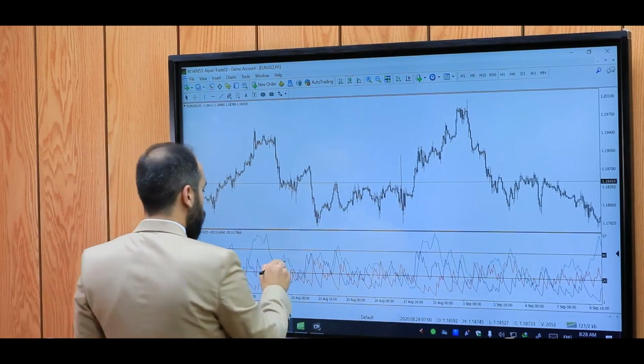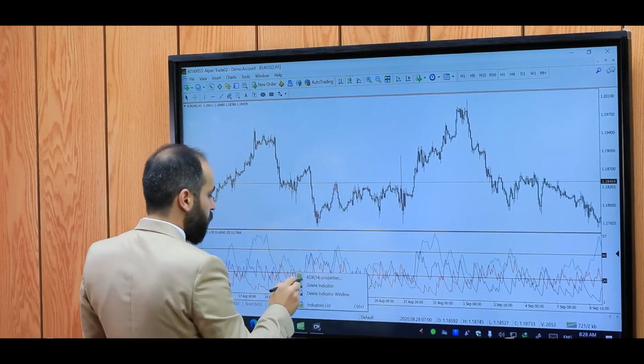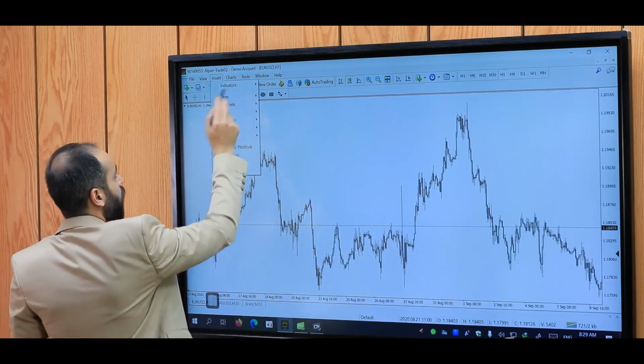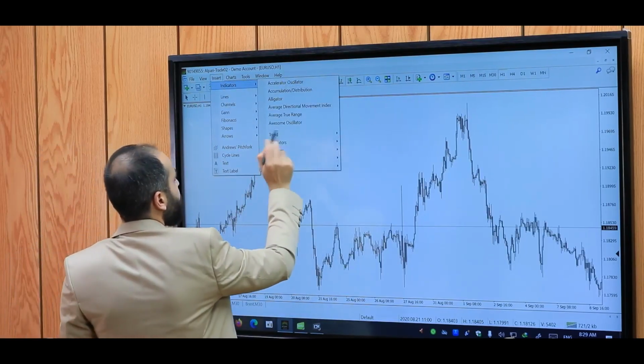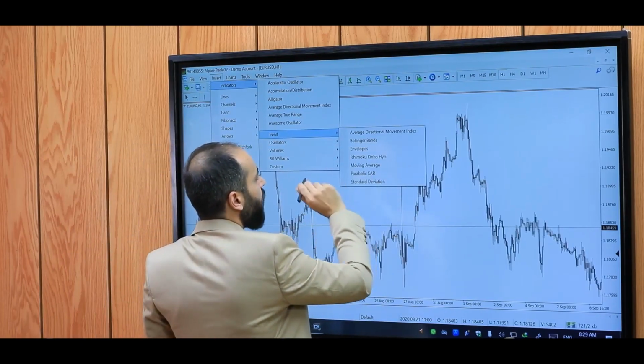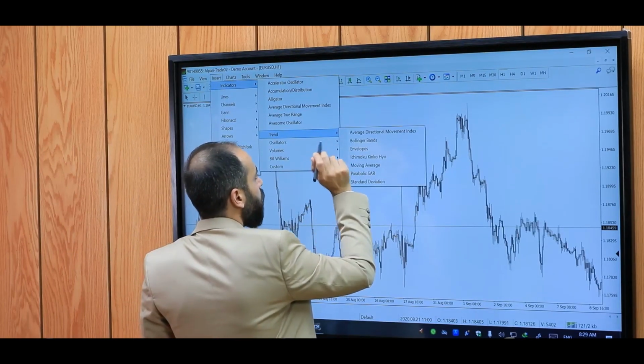Okay, now we can safely remove the ADX indicator from our chart and get to know another very popular trending indicator. Once again, please go to the Insert menu, select Indicators, then choose Trend, and the next option we see listed here is the Bollinger Bands.